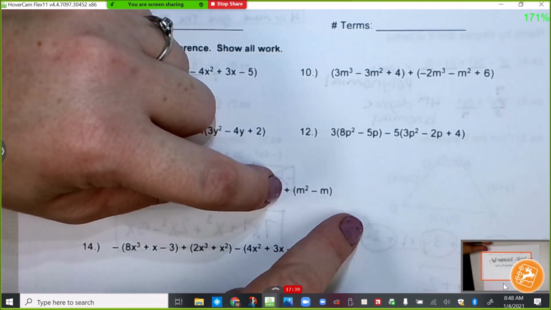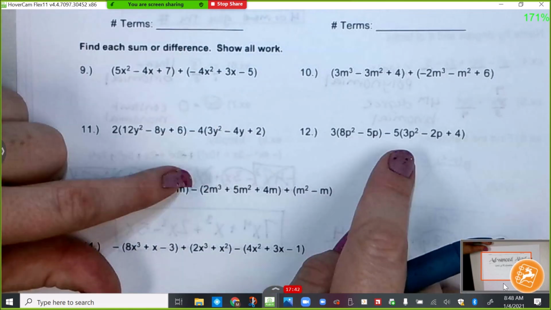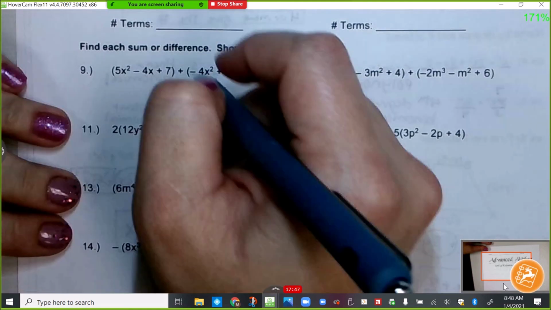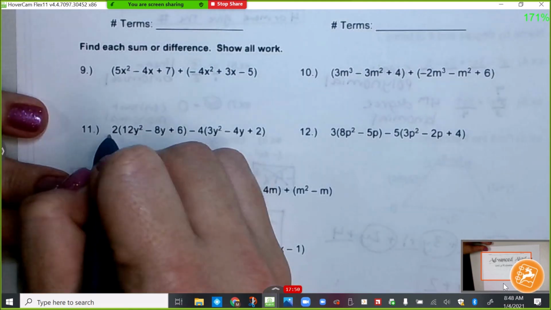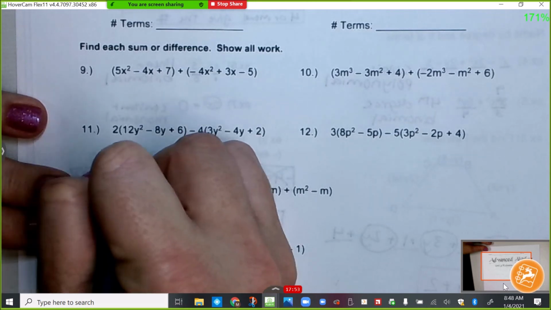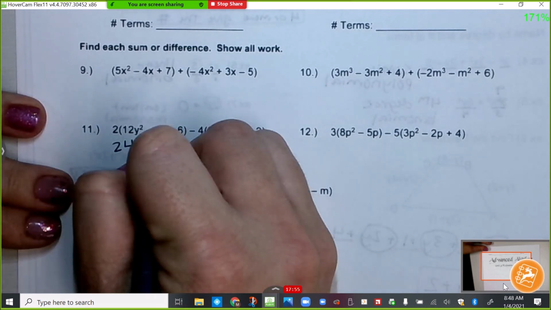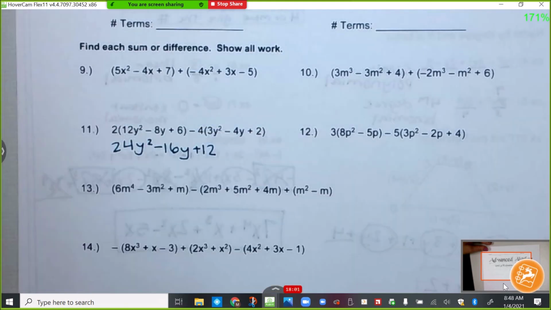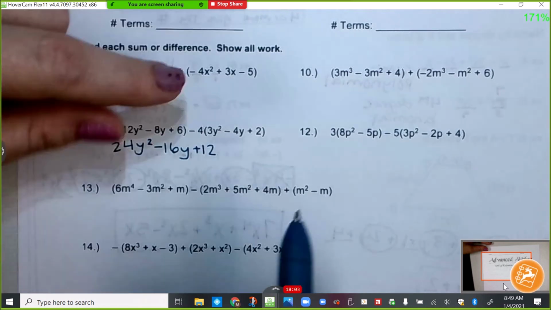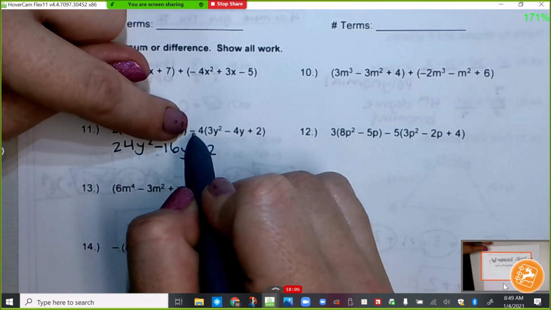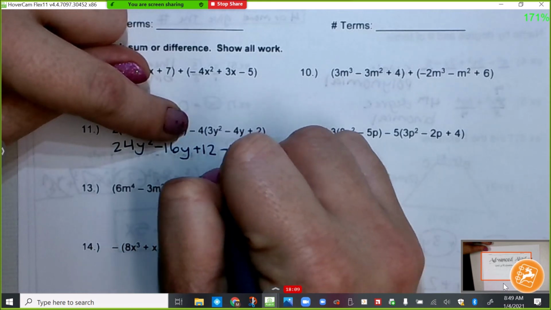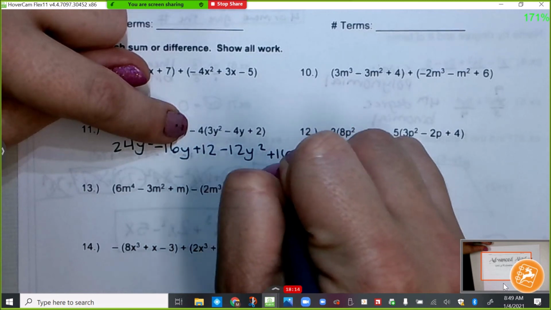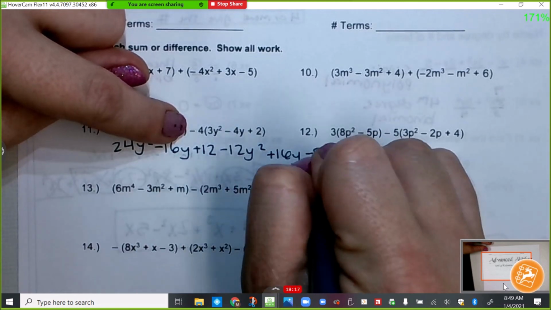Okay, now these two, though, you'll notice it's a negative number on the outside. So that means you have to distribute negative 4. So here, distribute your 2, so that becomes 24y squared minus 16y plus 12, right? All I did was distribute that 2 in the front. And now I'm just distributing a negative 4. So negative 4 times 3y squared becomes negative 12y squared. Negative 4 times negative 4 is positive 16y. Negative 4 times 2 gives me negative 8. Now combine like terms. Does that make sense?